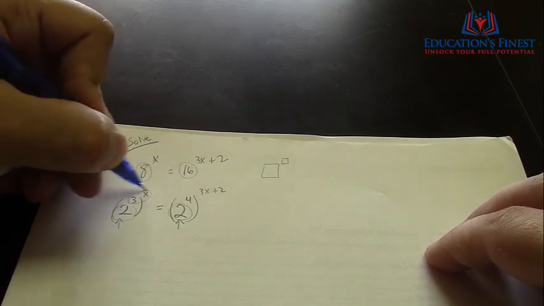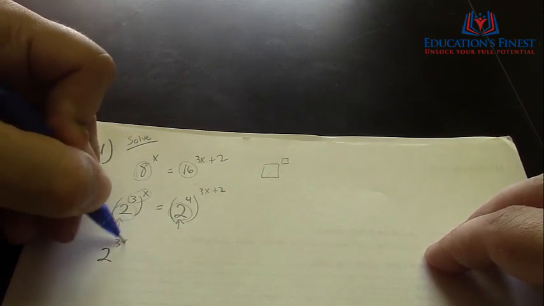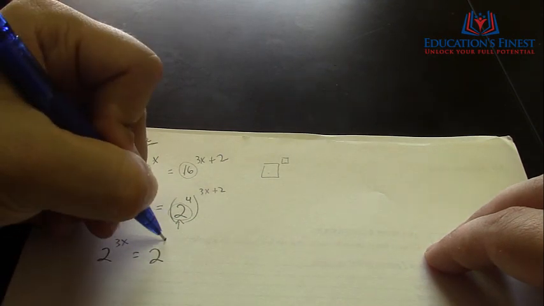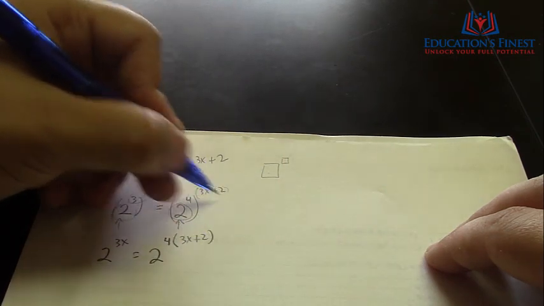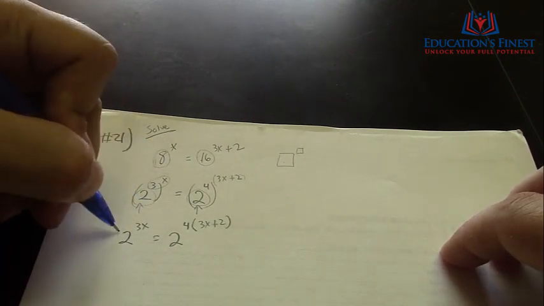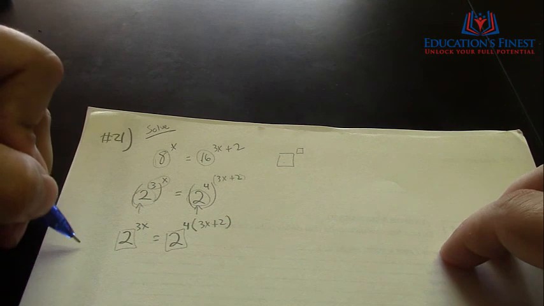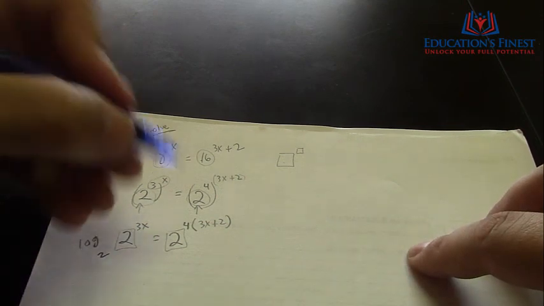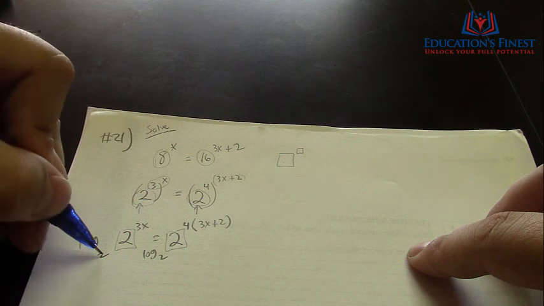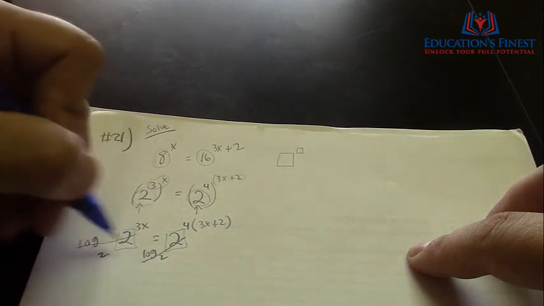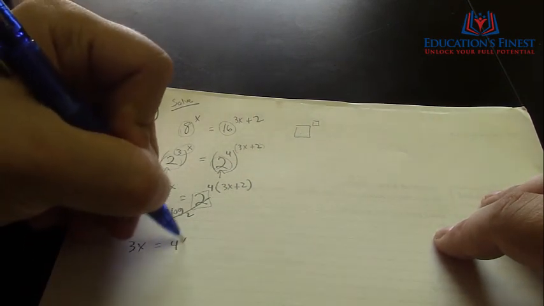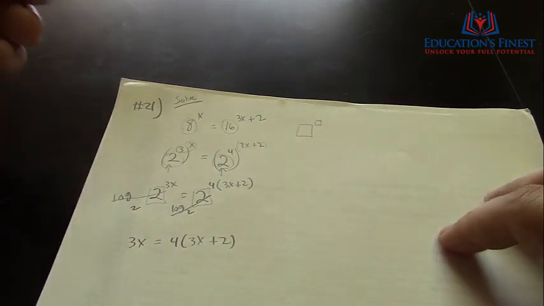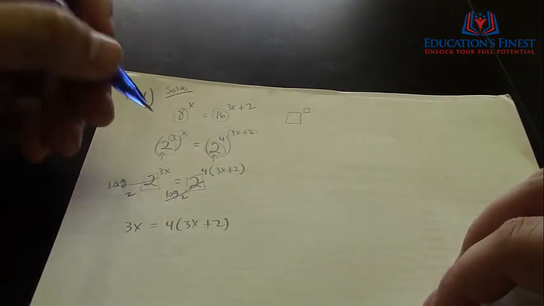So now what you're going to do is multiply these exponents. So you got 2 to the 3x equals 2 to the 4, but then parentheses 3x plus 2. So we just basically did this, okay? Now, once these match, you're going to take a log base 2 of both sides, okay? Log base 2, because what this does is it kills these big 2's here, and you'll be left with just 3x equals 4 times 3x plus 2, and you just solve it, okay?